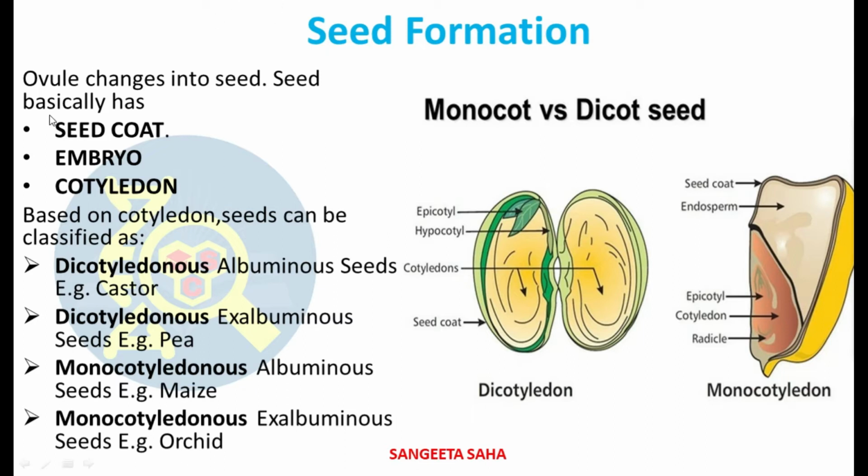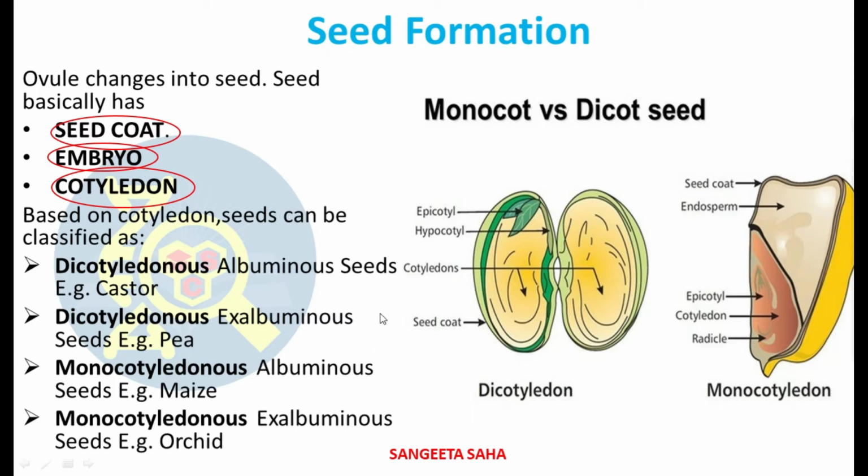Seed basically has a seed coat, which is formed from the integuments of the ovule. It also has an embryo, and this will give rise to a plant. Also, it has the cotyledon, which is some kind of reserve food material. Okay.